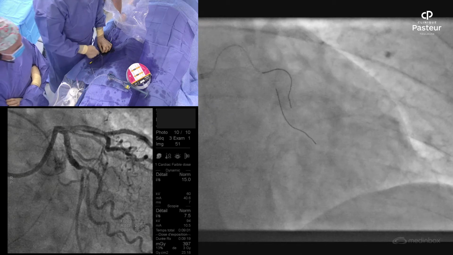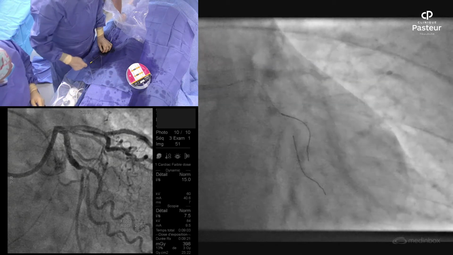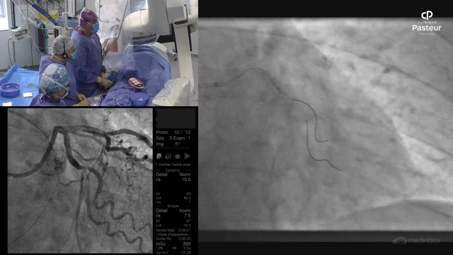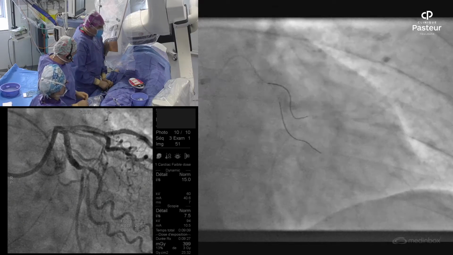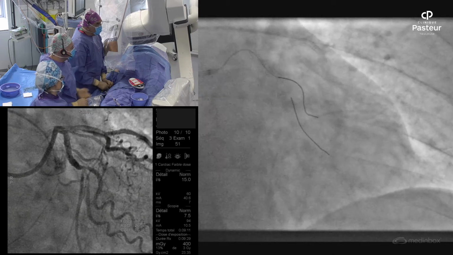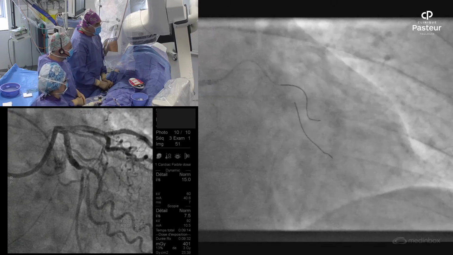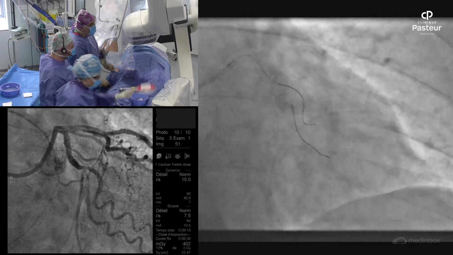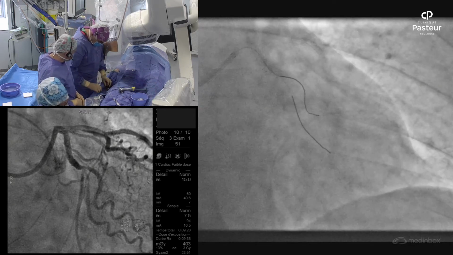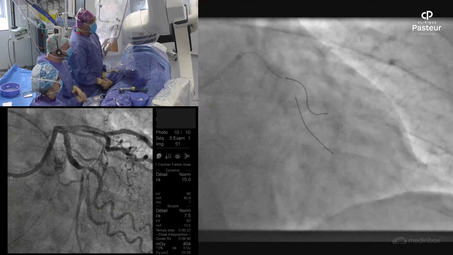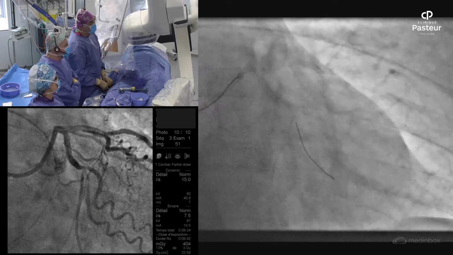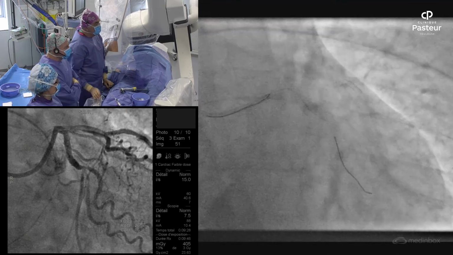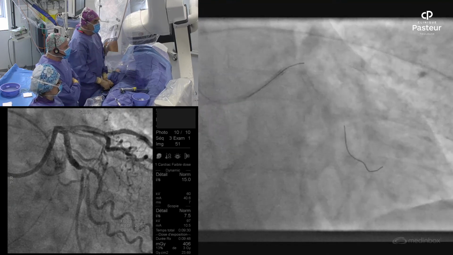Okay, so I remove the balloon. We can leave the balloon here. I will try the second wire to see if... Well, we can try the first one first. So I pull back. I can disengage a little bit the guiding. And now we will see.